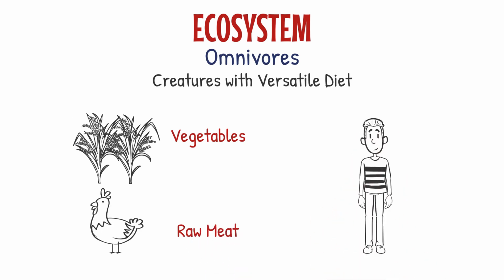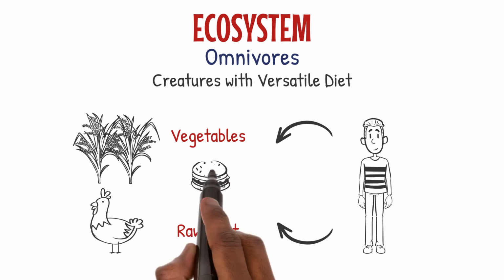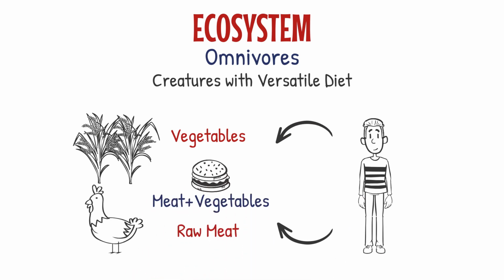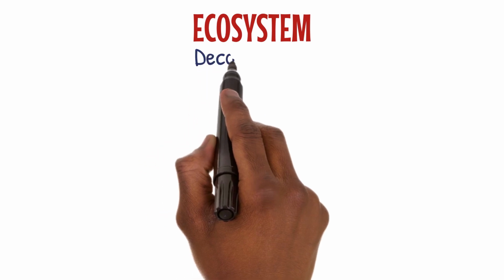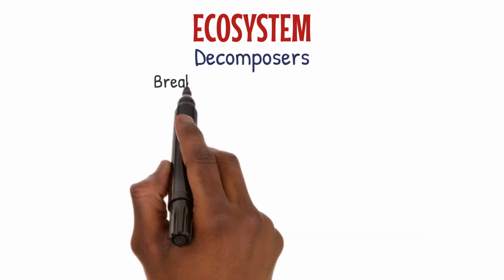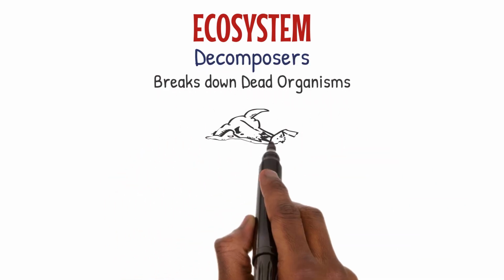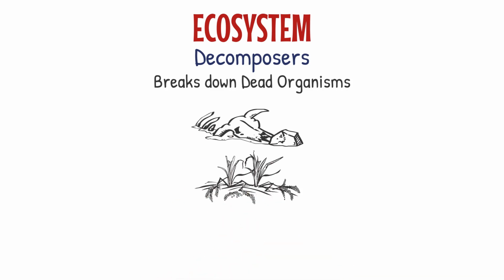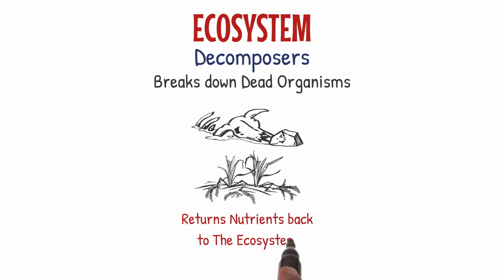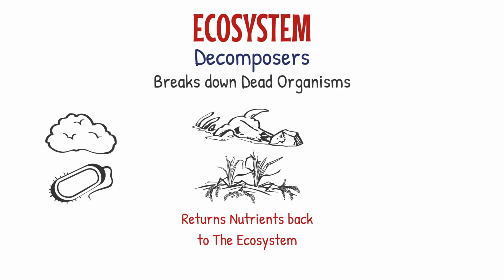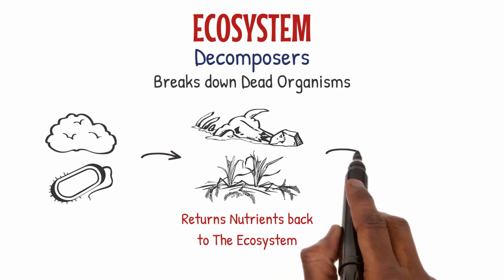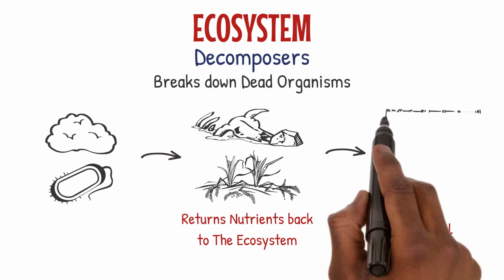Humans are a great example of omnivores, as we enjoy munching on fruits, vegetables, and even the occasional burger. Next, we have the decomposers. They play a crucial role in breaking down dead organisms and organic matter, returning nutrients back to the ecosystem. Imagine tiny fungi and bacteria turning fallen leaves into rich soil.